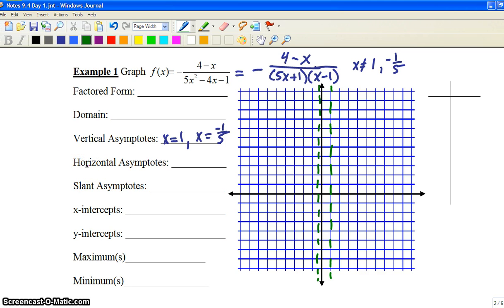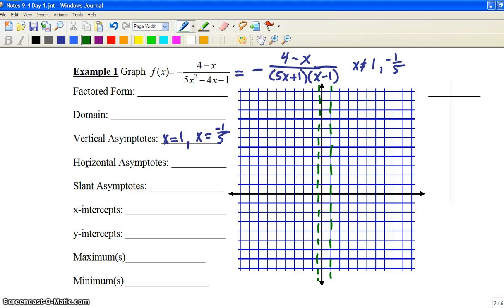Now this function, is this function top heavy, balanced, or bottom heavy? This one's bottom heavy. Remember when we say bottom heavy, we're referring to the degree of the numerators and denominators. We're comparing those. The degree of the numerator on this one is 1. The degree of the denominator is 2. That means it's bottom heavy.